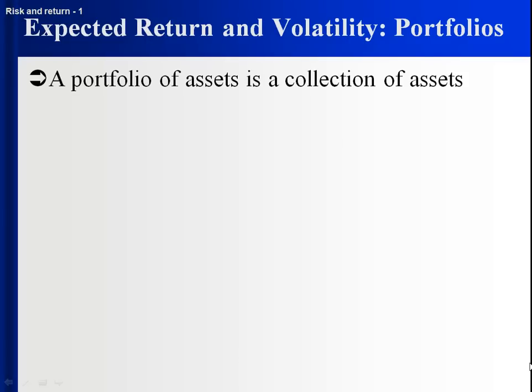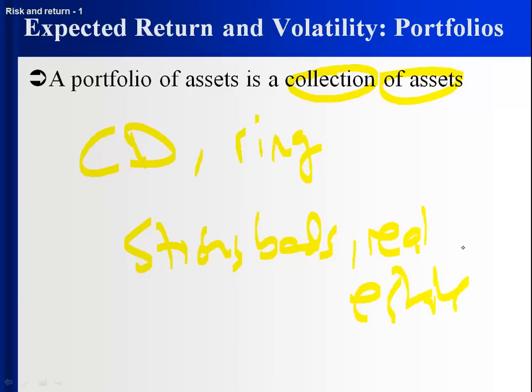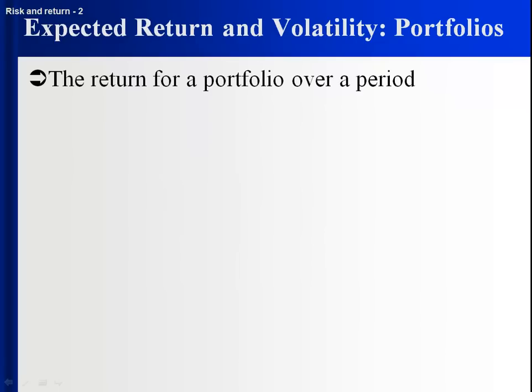What is a portfolio? A portfolio is just a collection of assets. You may hear the term portfolio and think it's a fancy, sophisticated term. It's just a collection of assets. A college student's portfolio could consist of a bank CD and, you know, a ring. A really wealthy investor could have lots of stocks, bonds, real estate. It's just a collection of assets as a portfolio.